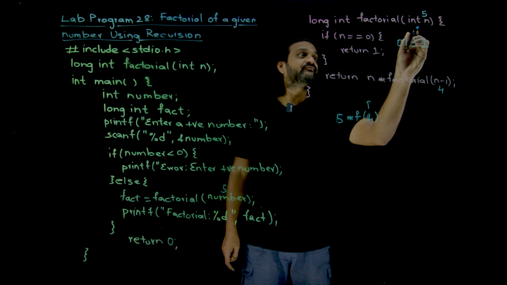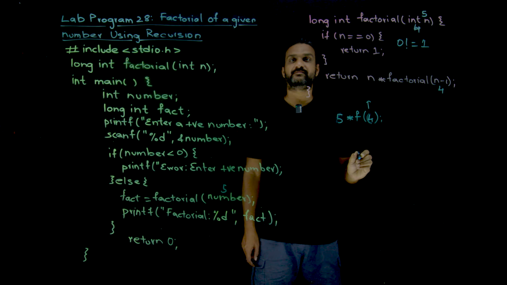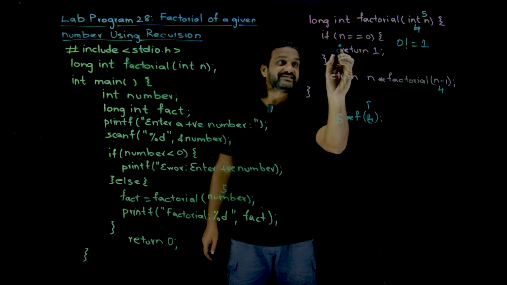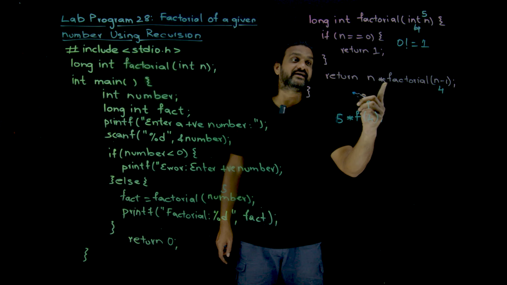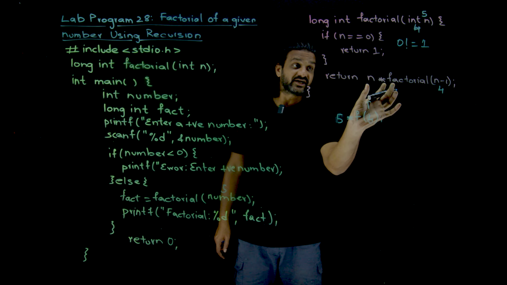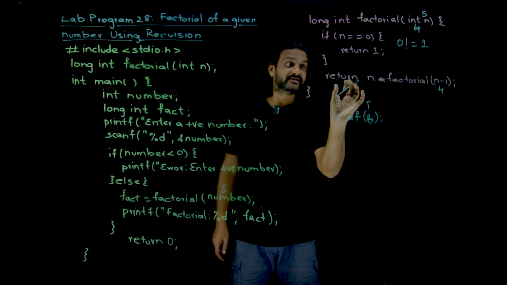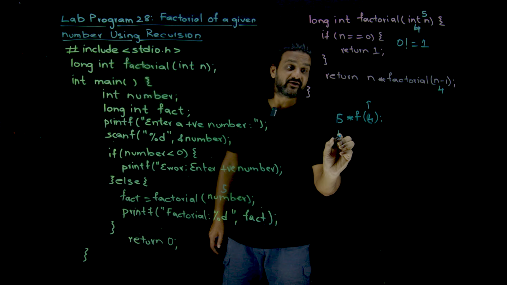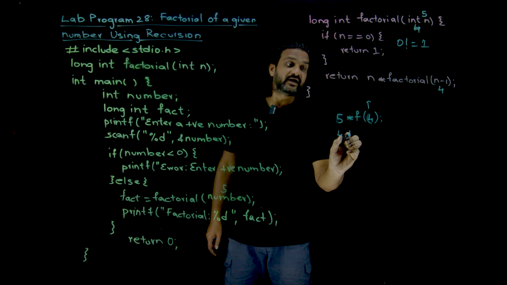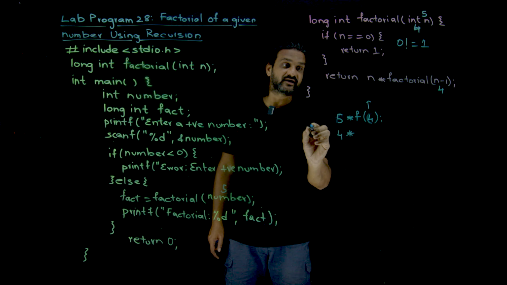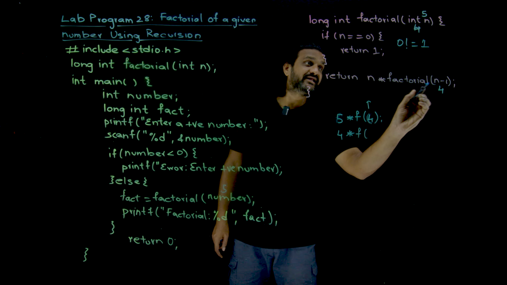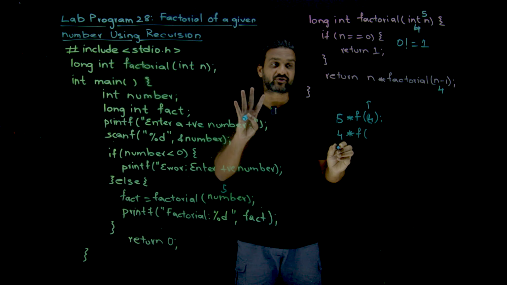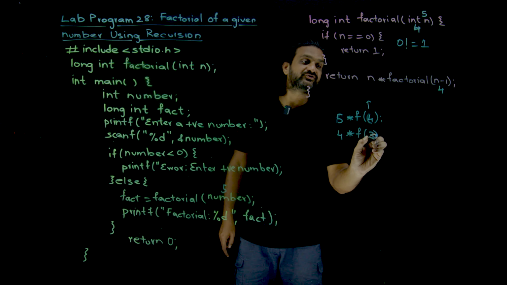Now what is the value of n? The new value of n is going to be 4. Now is it equal to 0? No, it is not equal to 0. So again this part will get executed. This return is not completed, so try to understand this. Now here the function call is, the return value is 4 into f of n minus 1. What is the value of n? 4. Now it will become 3.